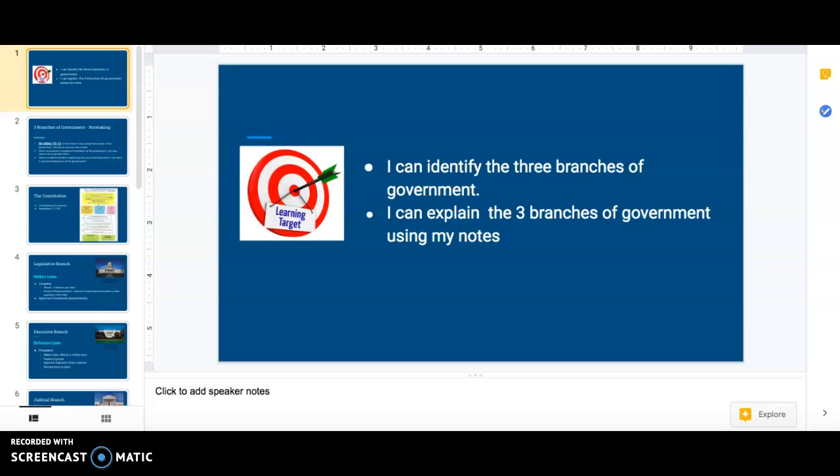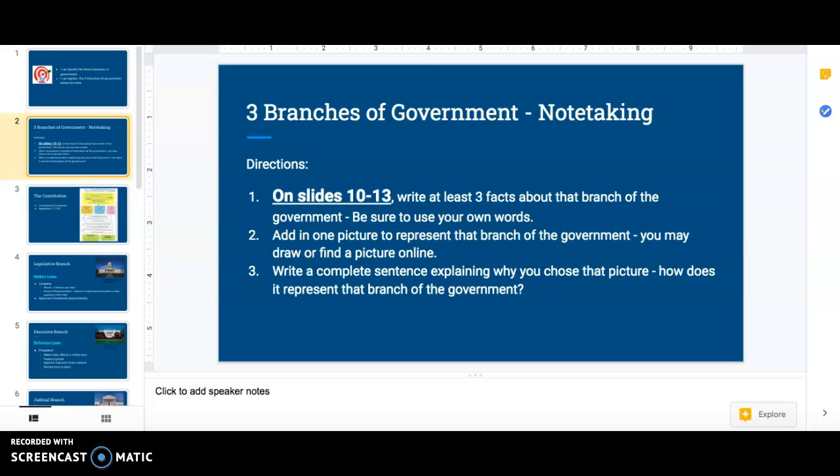The goal today is that you'll be able to identify the three branches of government. Your language goal is: I can explain the three branches of government using my notes. Your direction slide is on slide 2. This is what you have to do today to complete the assignment.